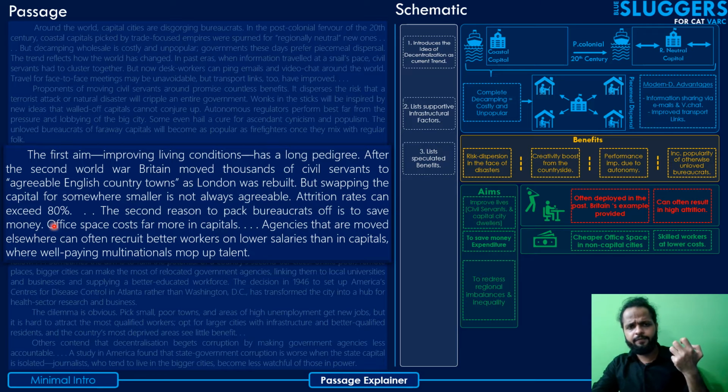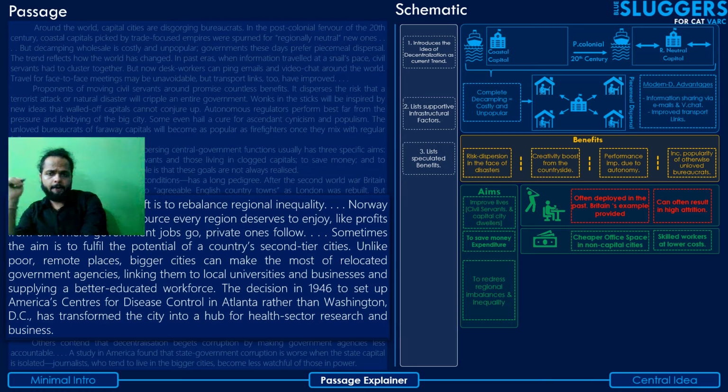He basically talks about the first two aims in this paragraph. Okay, let's move on to the next one. Coming to the next paragraph, the third reason to shift is to rebalance regional inequality. He is talking about the third aim here. Norway treats federal jobs as a resource every region deserves to enjoy, like profits from oil. Where government jobs go, private ones follow.